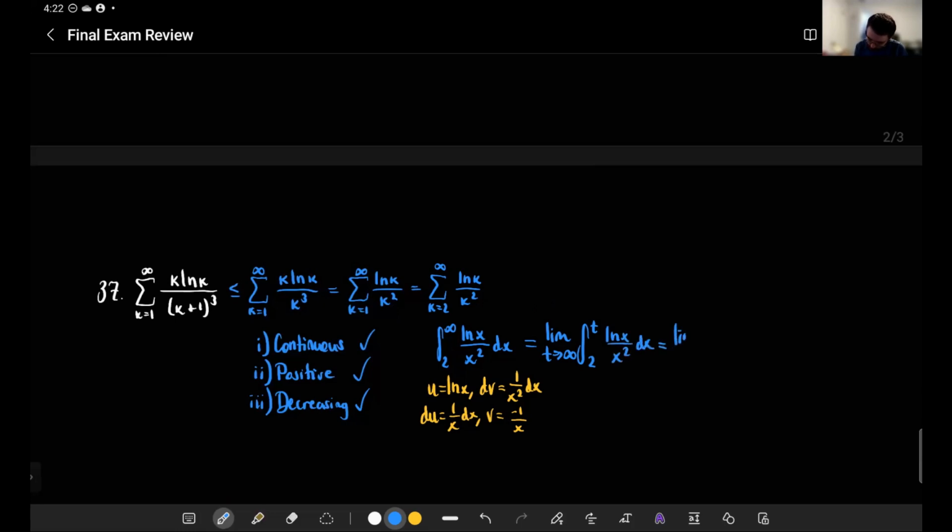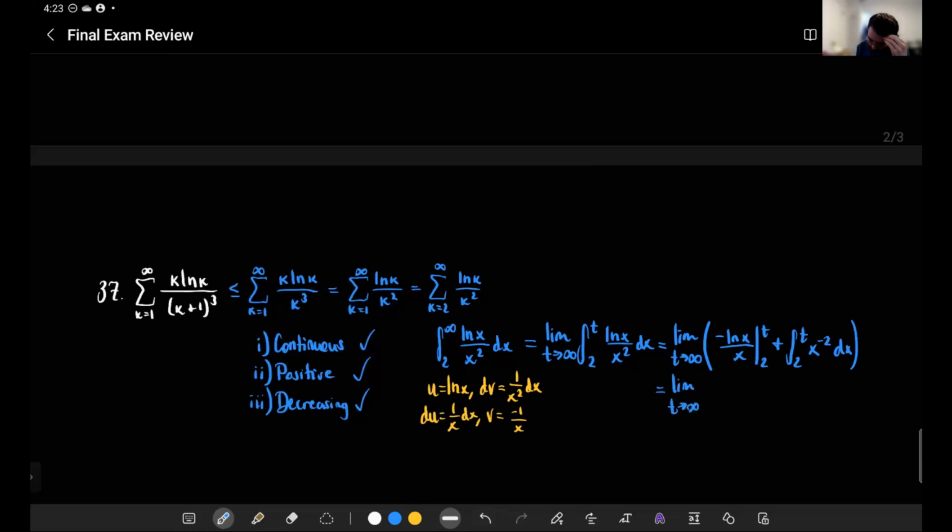Okay, so formula says, I should put here, uv minus the integral of v du. So u times v is natural log of x times negative 1 over x. So that gives me negative natural log of x over x, I'll write it as. And I have to be cognizant of my limits. So this is 2 to t minus the integral of v du. But there's a minus sign on one of those, so I guess this becomes a plus. Integral from 2 to t. v du is just 1 over x squared. So write that as x to the negative 2.